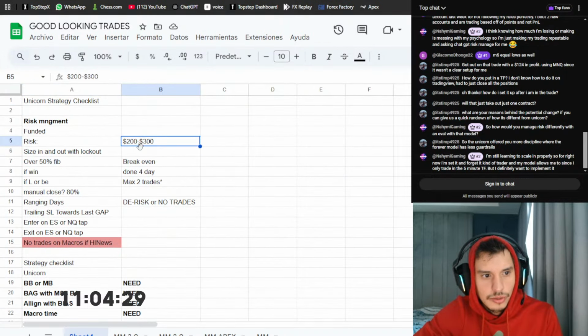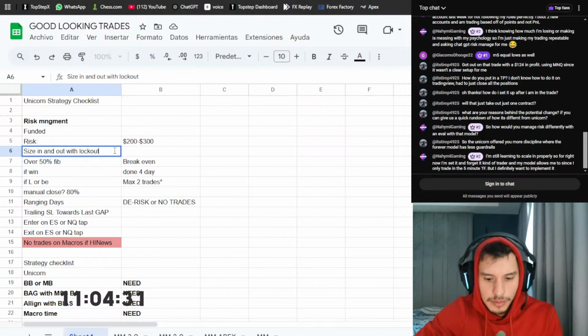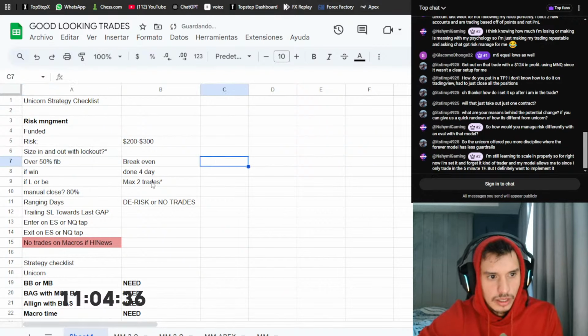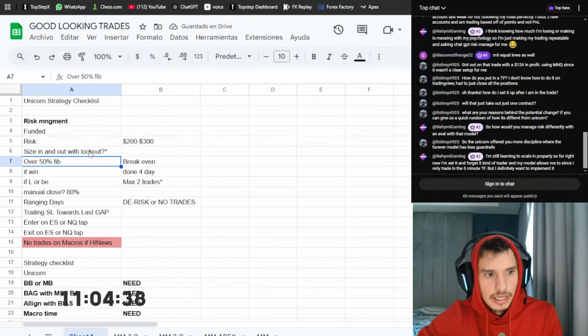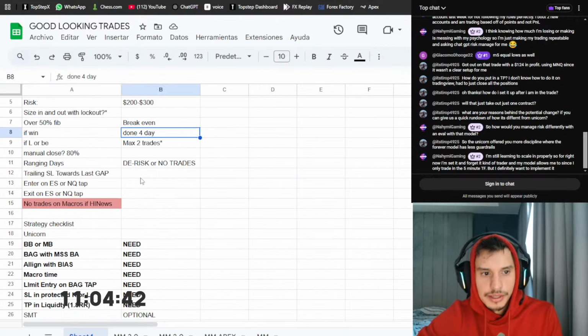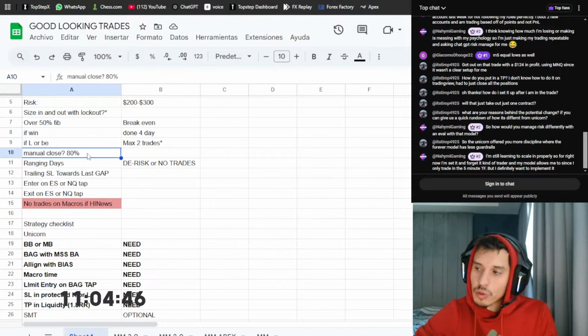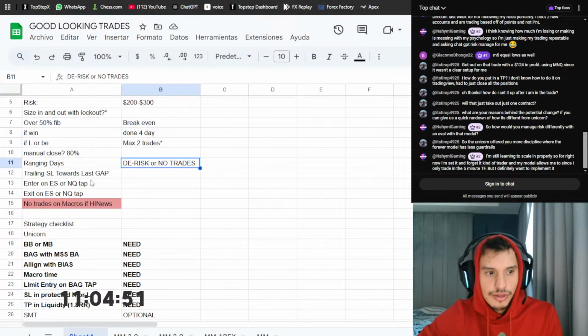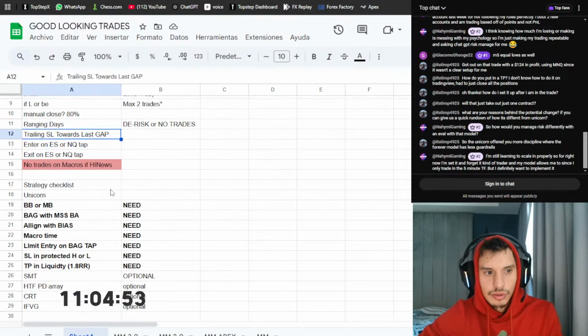How much am I risking? All right, 300 size in and out with lockout. I'm gonna put a question mark because this is something I implemented off stream that I questioned myself over. Over 50% of the fib, I'm break even. If I win, done for the day. If I lose or break even, max 2 trades for the day. Manual close at 80%? Question mark. Maybe, I don't know. I'm thinking of implementing ranging days: de-risk or no trades. Trailing stop loss towards last gap.